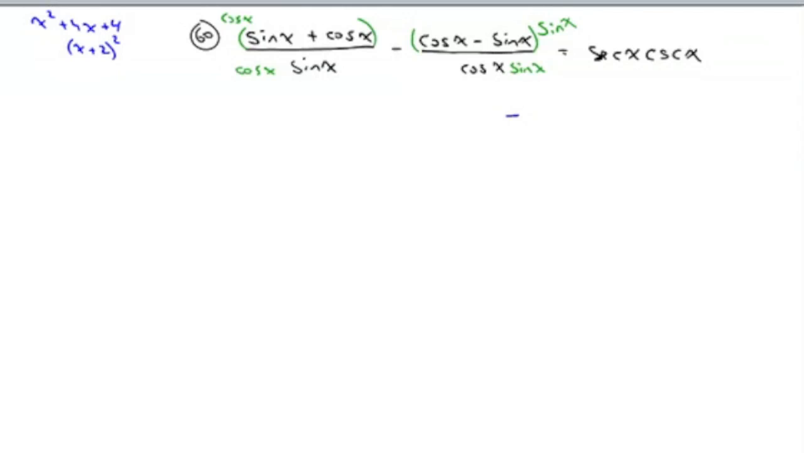So the bottom, of course, is just plain old sine of x, cosine of x. Which would be perfect because that's actually equal to secant cosecant, if you put a 1 on top. So let's see what happens at the top. Cosine times cosine, cosine squared of x, minus sine cosine squared of x. Yeah.